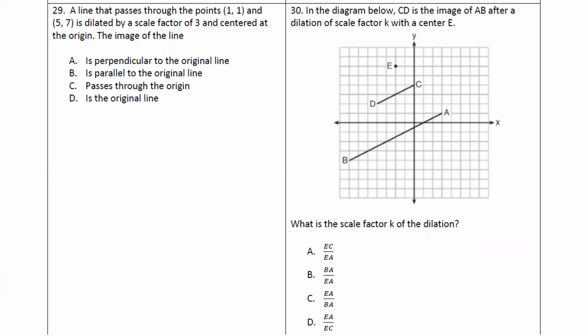All right, on 29, a line that passes through points (1, 1) and (5, 7) is dilated by a scale factor of 3 and the center at the origin. The image of the line.